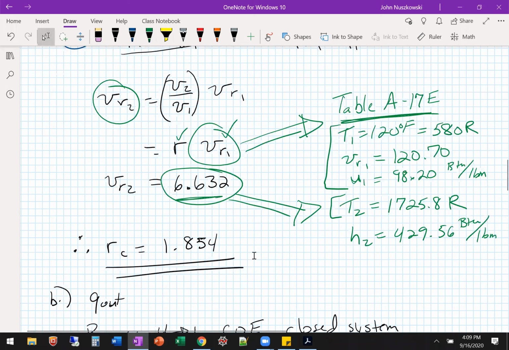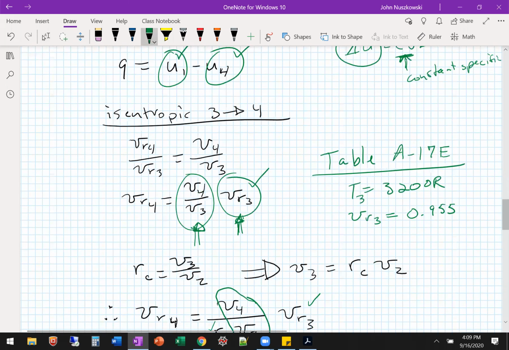And then state 3, we were given temperature, so we could use that to get our relative specific volume earlier, but we can also then use that to get our enthalpy at state 3. We get 849.48.